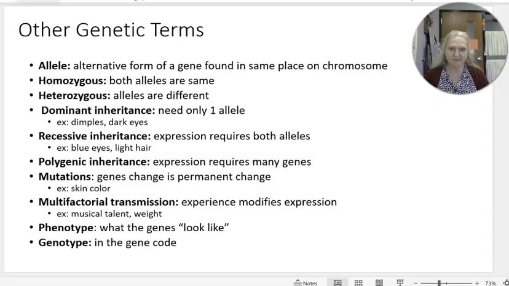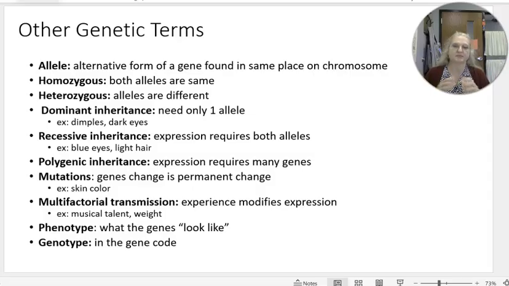Sometimes though, you don't get any capital letters, and instead you get two lowercase letters, and that's what we call recessive. In order for a recessive trait to present, you have to get two of them. For instance, blue eyes and light color hair are recessive traits. If you get a blue eye trait from your mom but a brown eye trait from your dad, the eyes are going to be brown, because brown is a capital letter, or dominant, and blue is a recessive trait. Same thing with light complexion and light hair. Blue-eyed, light-skinned people have more recessive traits.